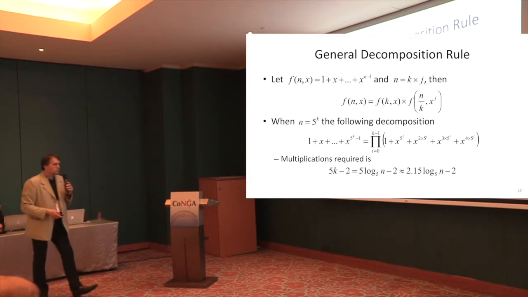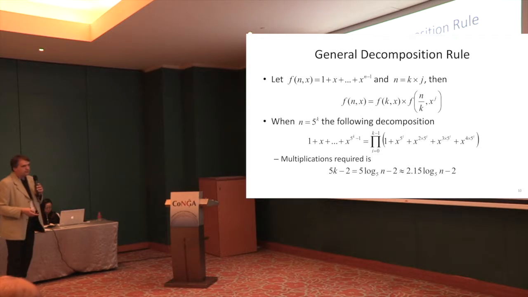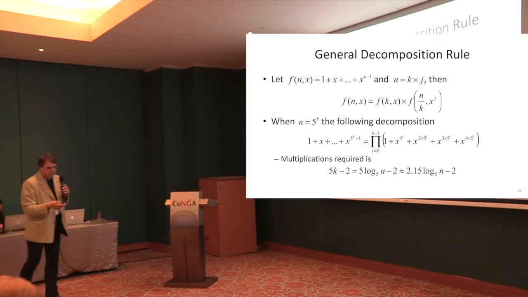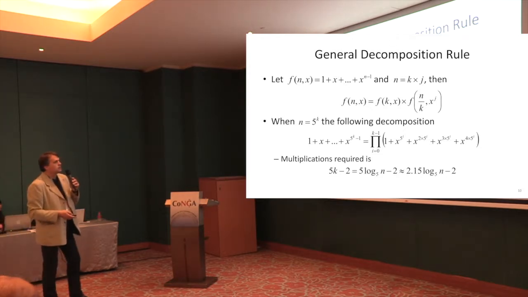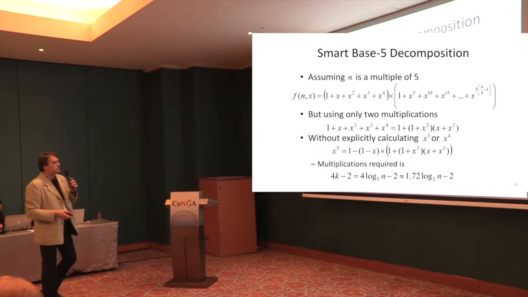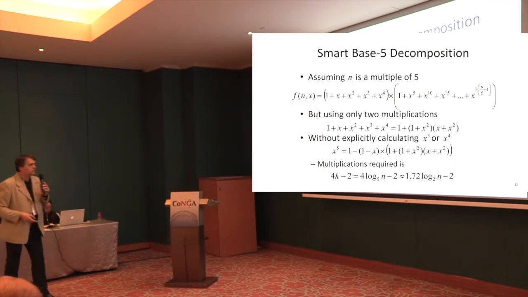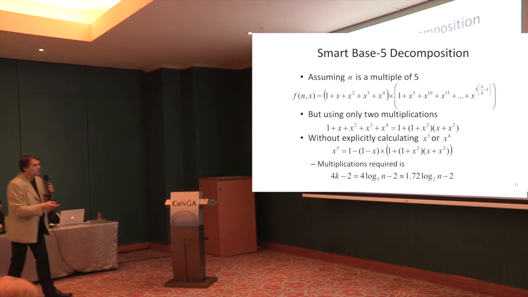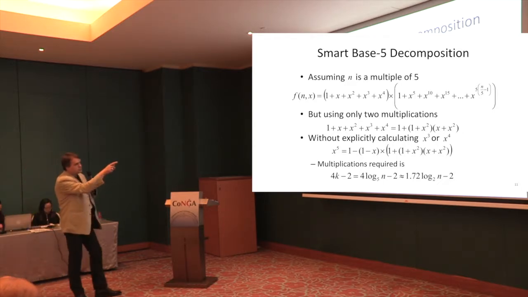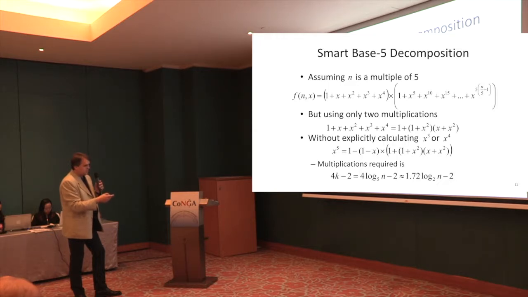If we convert that to base 2, we get constant 2.15, slightly more than 2, so base 5 seems to be not exactly useful, but that's not exactly the case, because here is what the algorithm should look like. If we use base 5, we decompose the product in this particular way, but the polynomial here uses x squared, x to the power of 3, x to the power of 4.